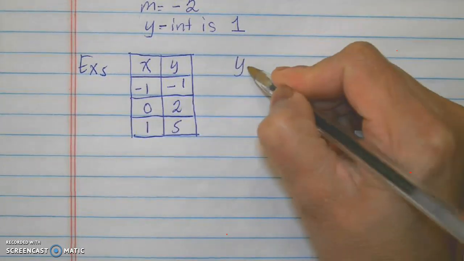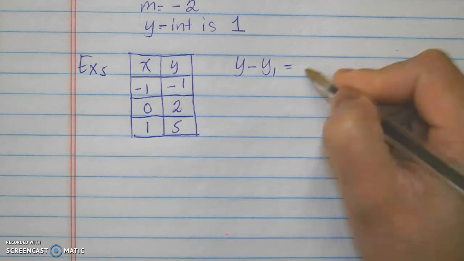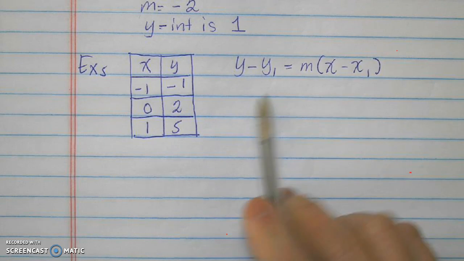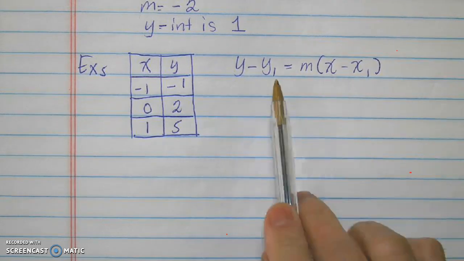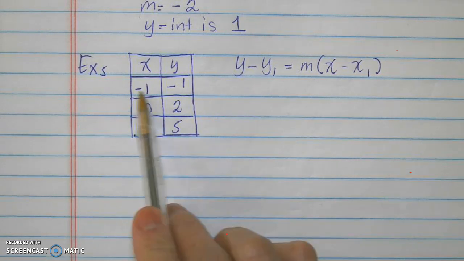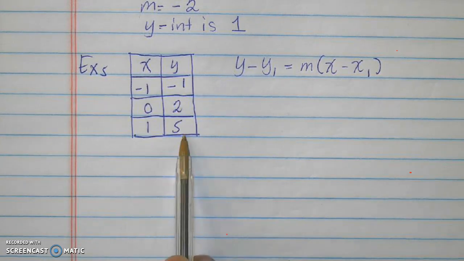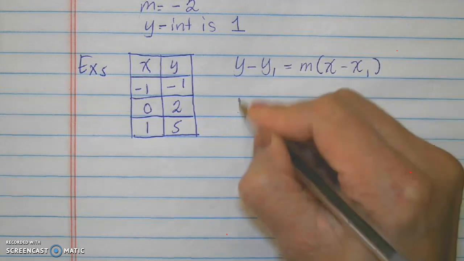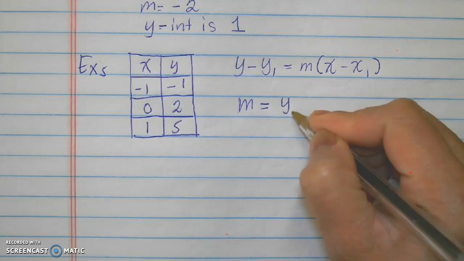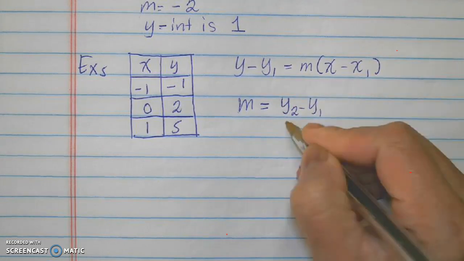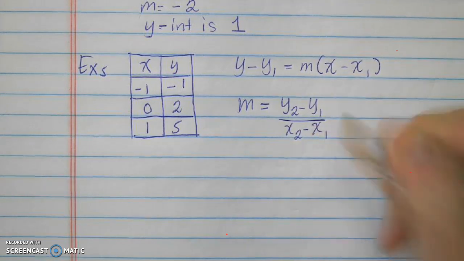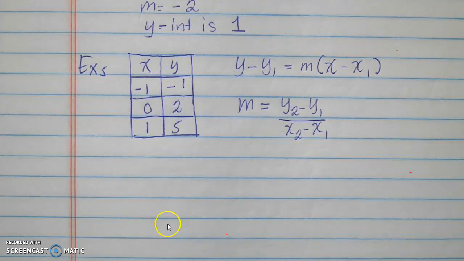Y minus y1 equals m times x minus x1, where y and x are fixed, but y1 and x1 are any of these 3 points, because that's 1 point, another point, that's another point, and your m is your slope, which in the formula you can get using the formula y2 minus y1 all over x2 minus x1. So good luck on your learning on this one.